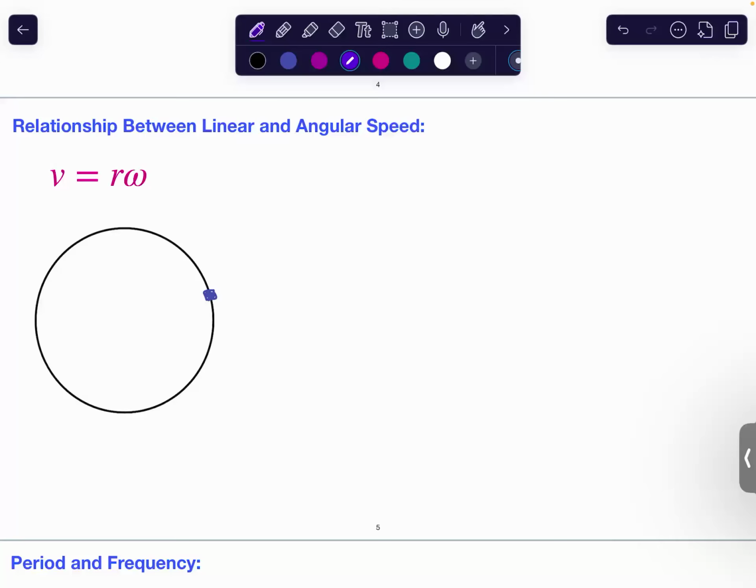A couple things to think about. First off, the way you would think about linear velocity is at each individual point, your linear velocity is going to be tangent to your circle. But also, as this object moves around the circle, it's going to go through a displacement of s, which is our arc length. So we know that s is going to be our r delta theta.